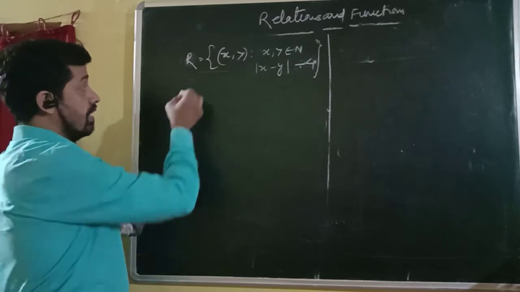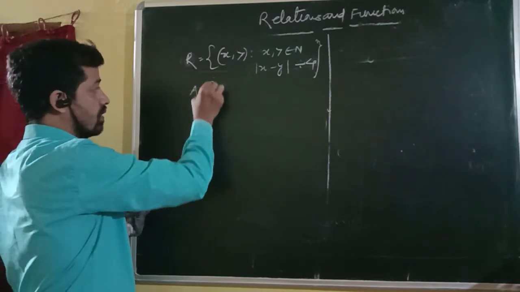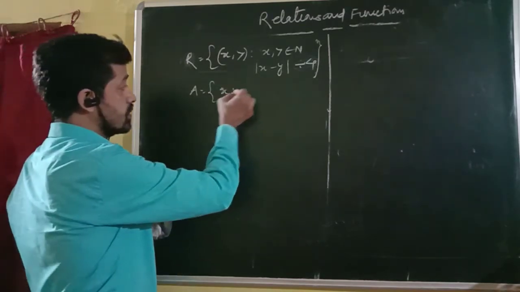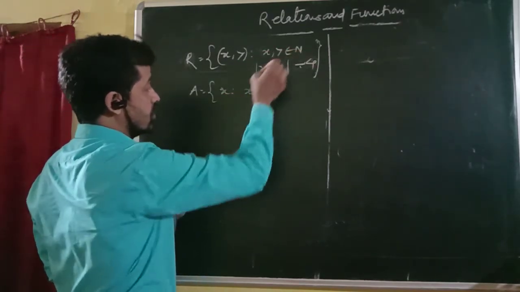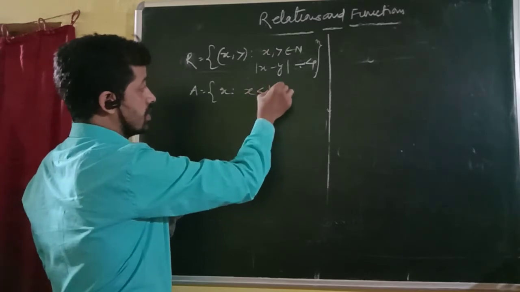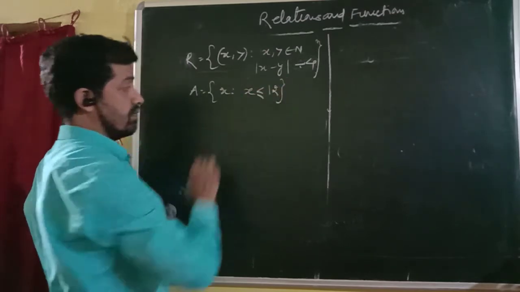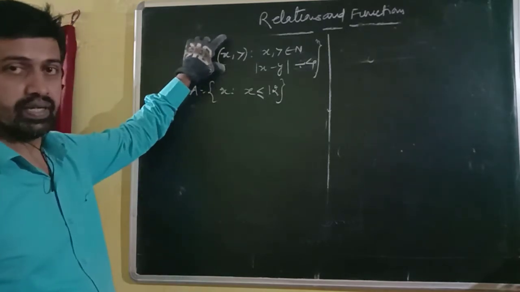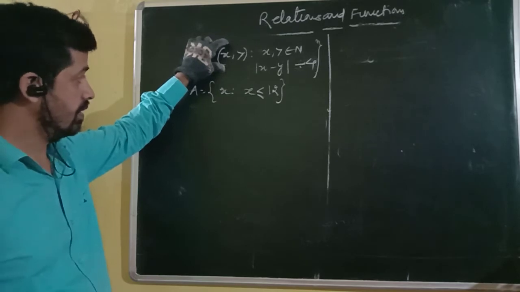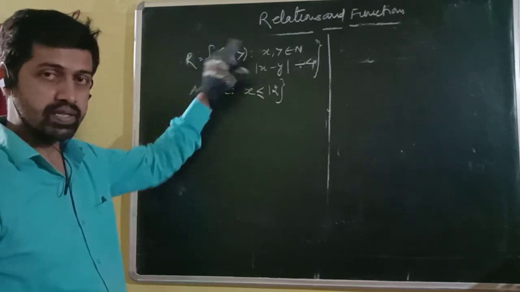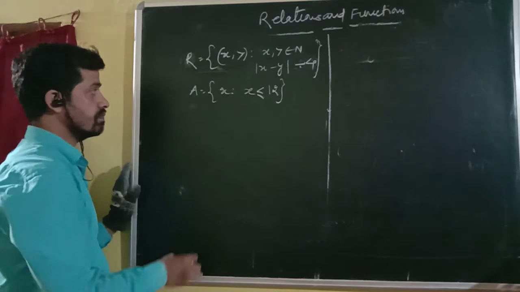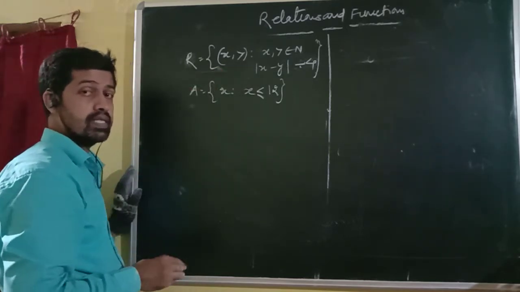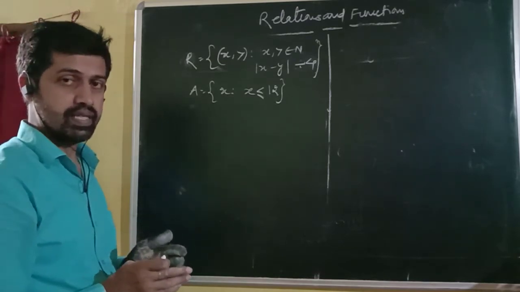This relation is defined on a set containing natural numbers, both of them natural numbers, such that x is less than or equal to 12. On this set, this relation is defined. This is a set, and on it this relation is defined. Now we have to prove that this relation is satisfying all the three conditions.